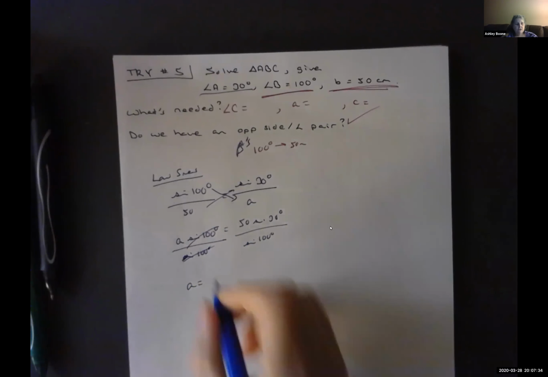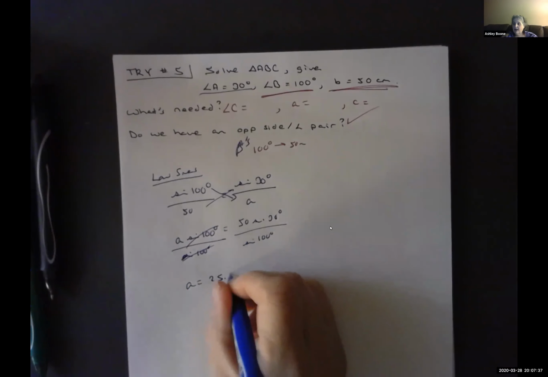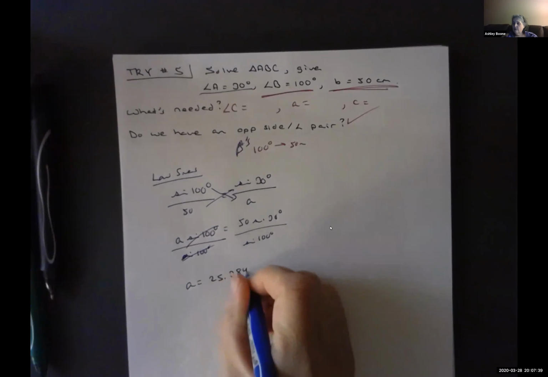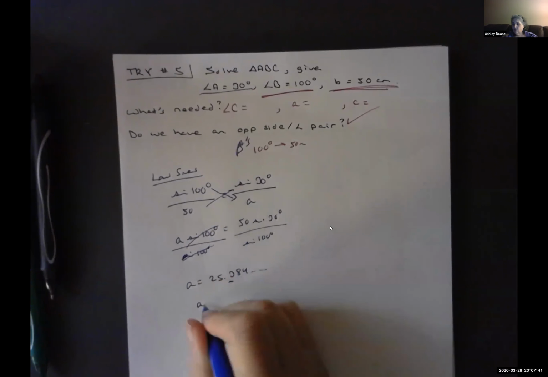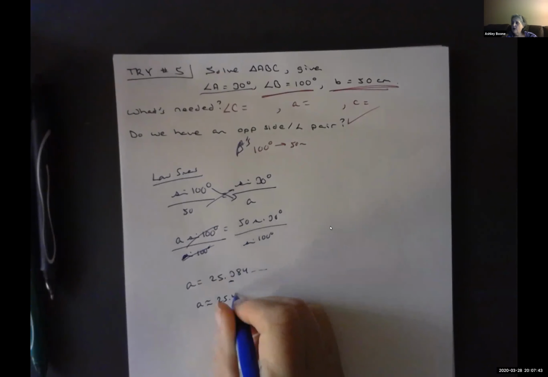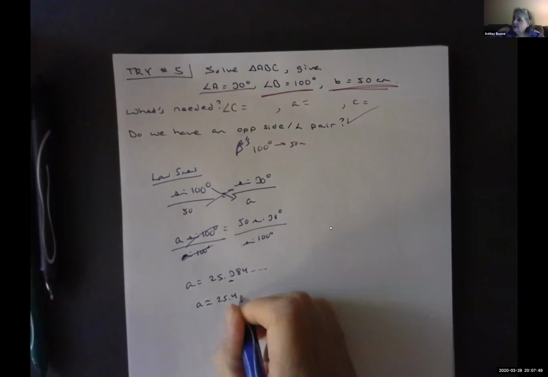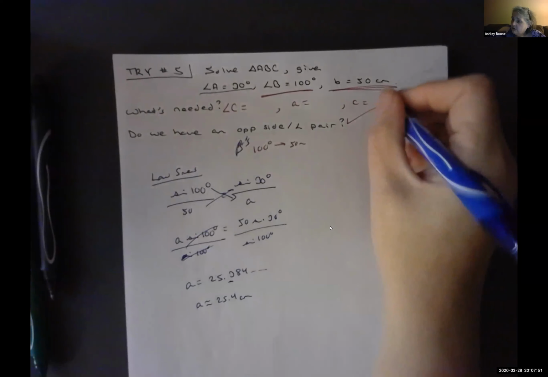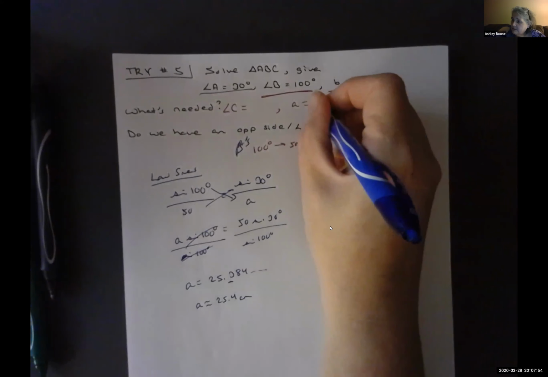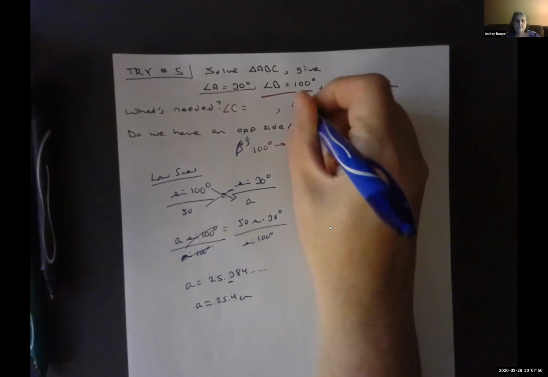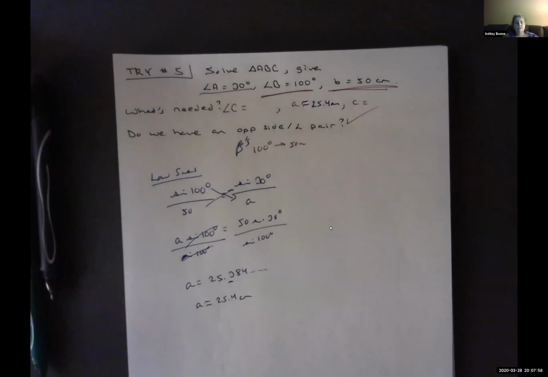And that is 25.384, and so on. That rounds to approximately 25.4. That's a length of a side. Our sides were in centimeters. So A is approximately 25.4 centimeters. Okay, so there's part of our solution.